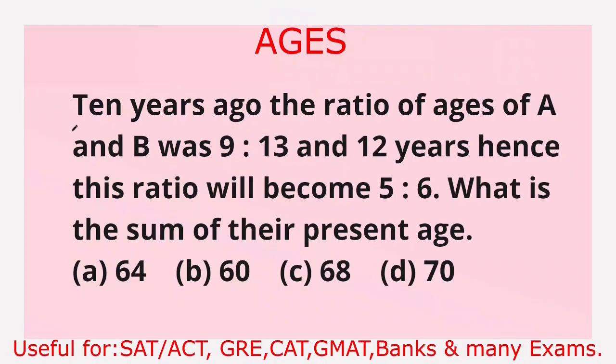Our question is: 10 years ago, the ratio of ages of A and B was 9:13, and 12 years hence this ratio will become 5:6. What is the sum of their present ages? The given options are option A 64, option B 60, option C 68, option D 70.